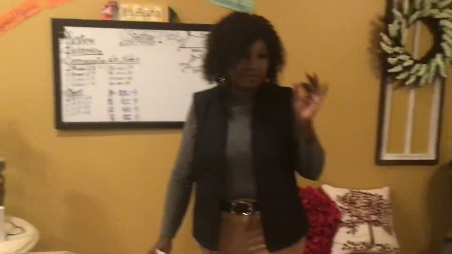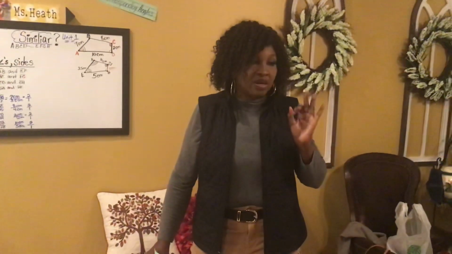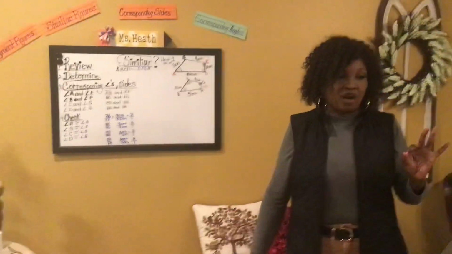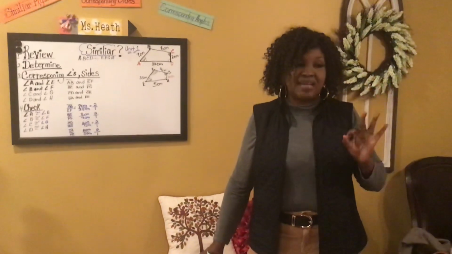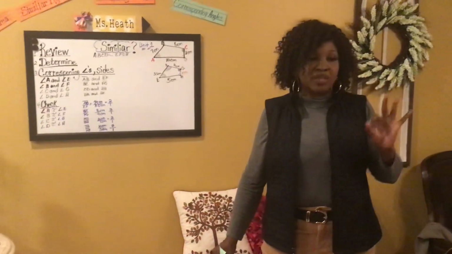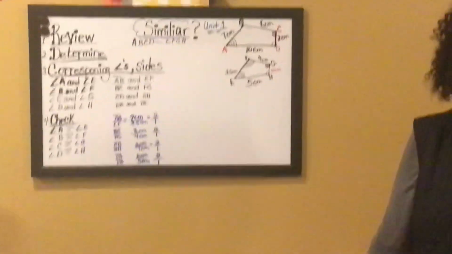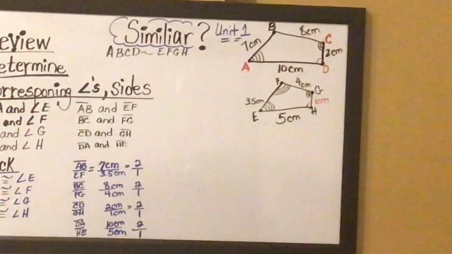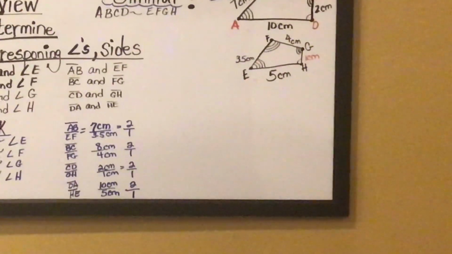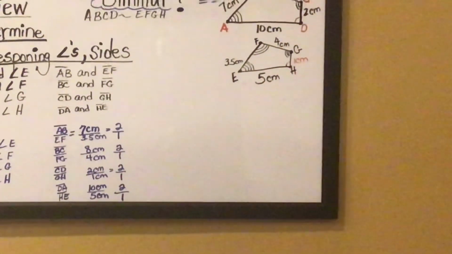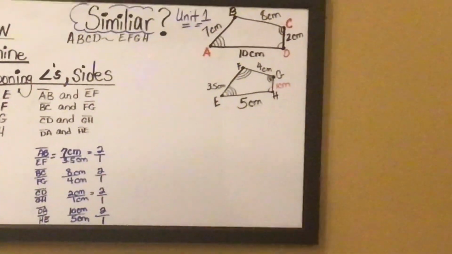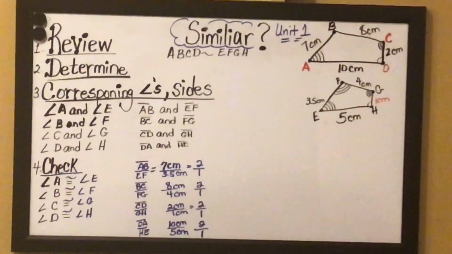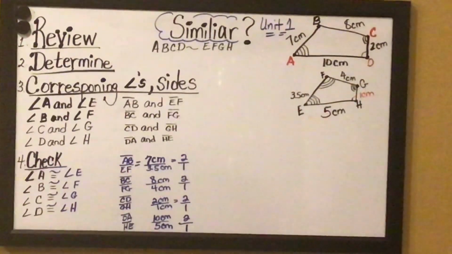Now we're going to talk about the sides. Again, once you identify the corresponding angles, it's easier to identify the sides. Notice we know that angle A and angle E are corresponding angles, and angle B and angle F are also corresponding angles. That means that the sides in between these two angles must be a corresponding size. So side AD corresponds with EF.